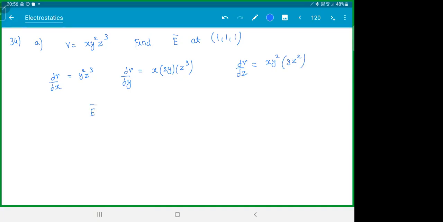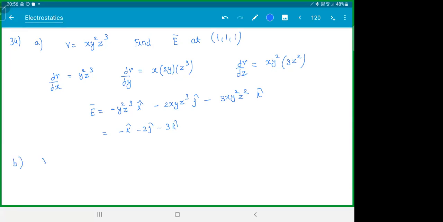So what is the field? Minus ∂V/∂x, minus y² z³ i cap; minus ∂V/∂y, 2xy z³ j cap; minus ∂V/∂z, 3x² z² k cap. You said you want the field at (1, 1, 1), so just substitute here: minus i cap, minus 2 j cap, minus 3 k cap. That's how you do it.